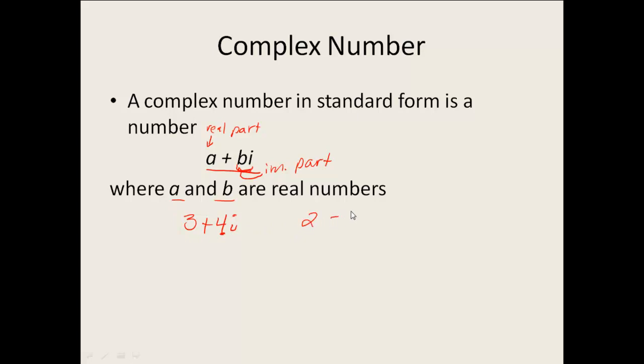It can also be minuses. So we could have 2 minus 6i. Our real part would be the 2. Our imaginary part would be the 6i. If you just have something like 4i, well, if you want it to look like it's in complex form, our real part would have to be 0. So we would have 0 plus 4i.